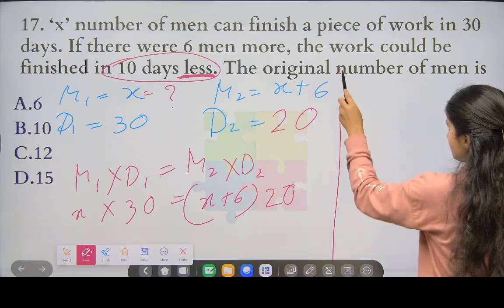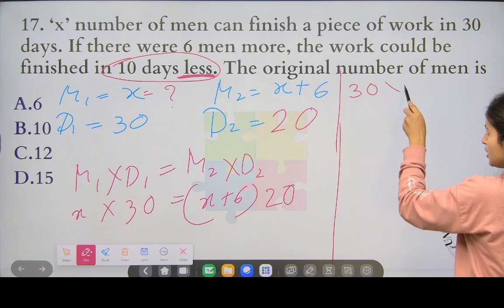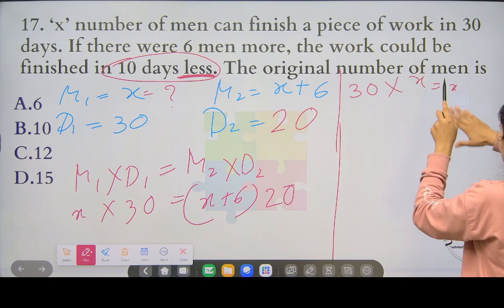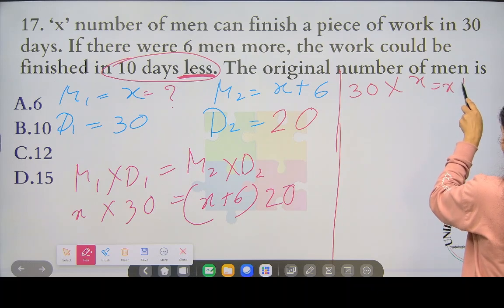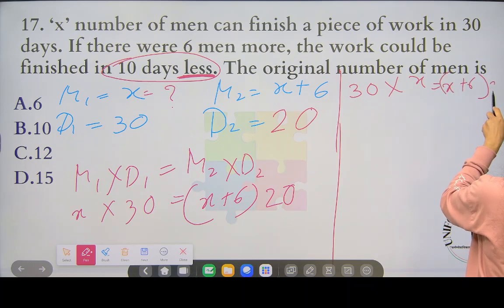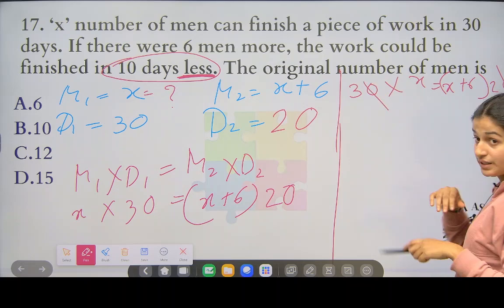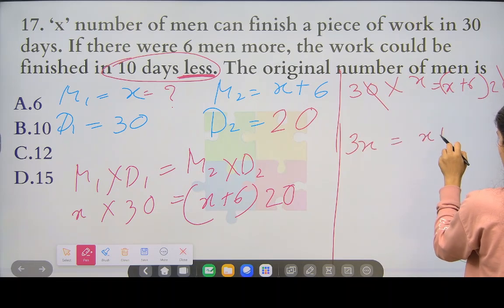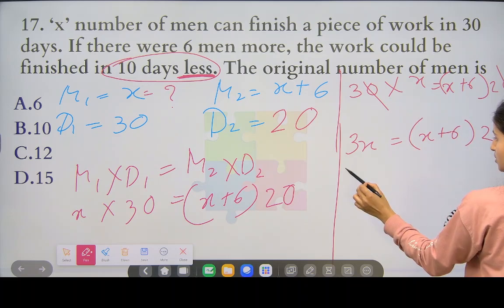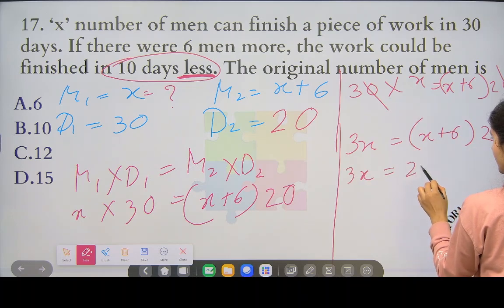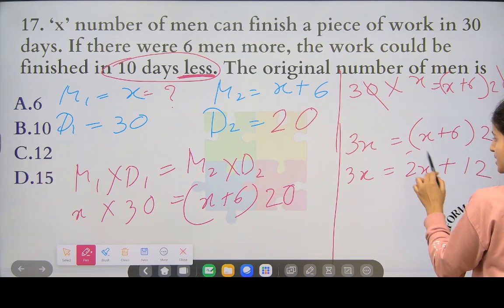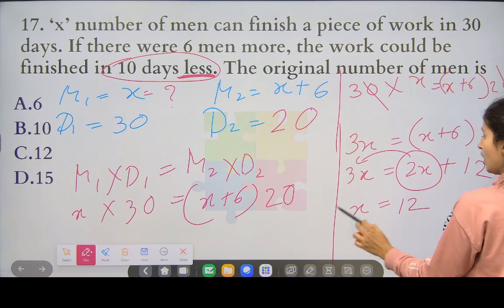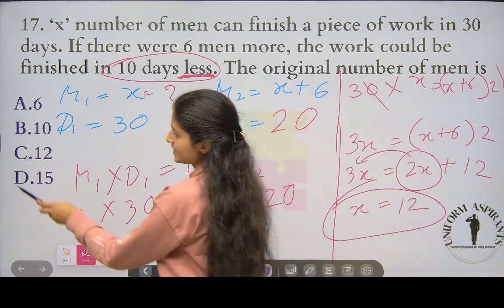Okay, see now here, 30 multiplied by x is equal to x plus 6 multiplied by 20. Okay, this 0 cut and this 0 cut. Yes, you can do it. 3x is equal to x plus 6 into 2. Okay, 3x is equal to 2x plus 12. Yes, this is addition here. After going there, subtraction, so 3 minus 2 is 1. So x is equal to 12. How many original men were there? 12. Yes, we got the answer.